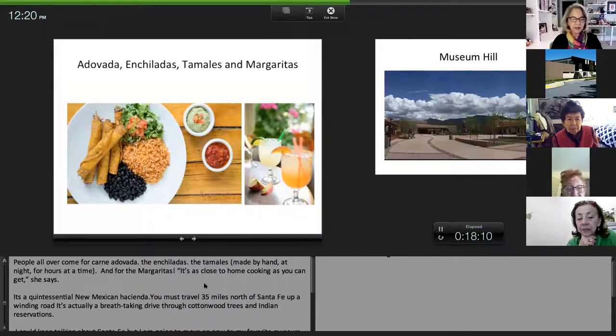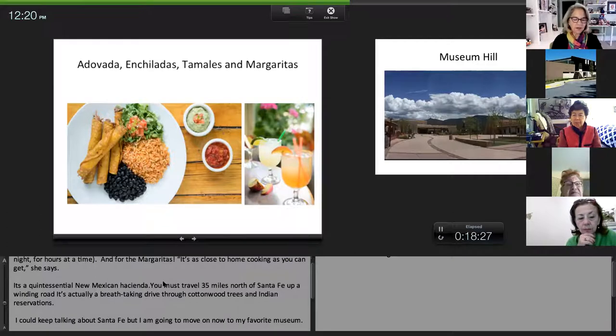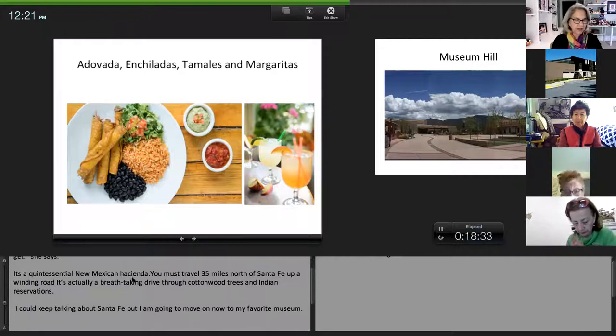They come for the enchiladas, the tamales, and the tamales are made by hand at night for hours at a time. And of course, for the margaritas. And they say it's as close to home cooking as you can get. But we had to travel about 35 miles north of Santa Fe up a winding road, which was just breathtaking, through the cottonwoods and the Indian reservations.